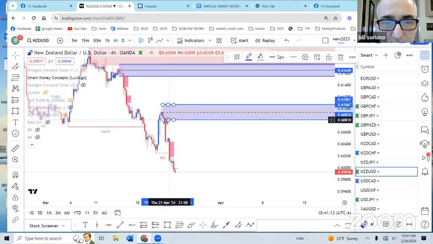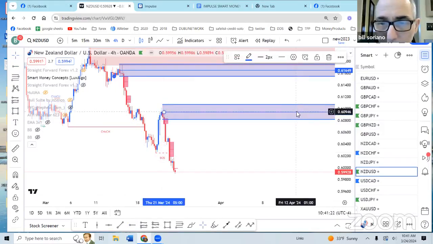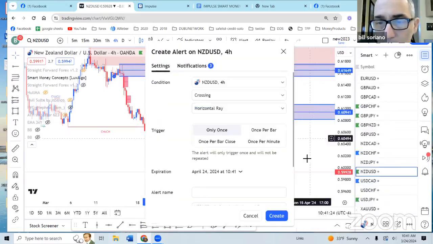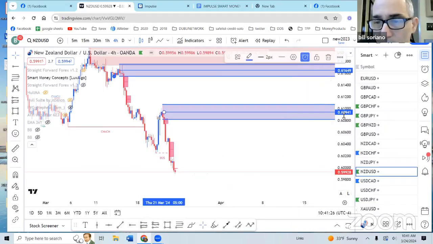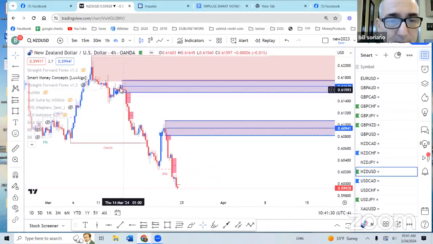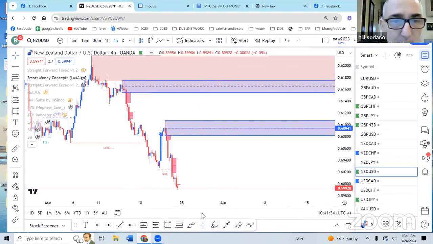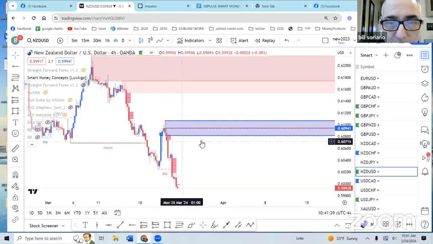Drag it down a little bit too far. And then we're going to put the point of interest alert right here. So that's at 0.60941. Okay. So this one here, we're going to remove that alert, right? We're also going to remove this. Okay. So this is our new order block.